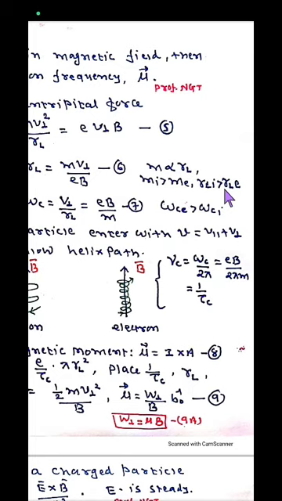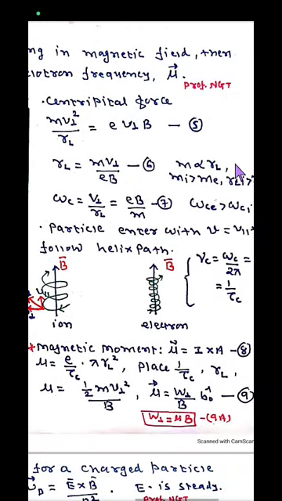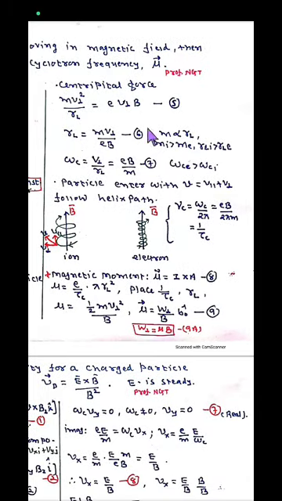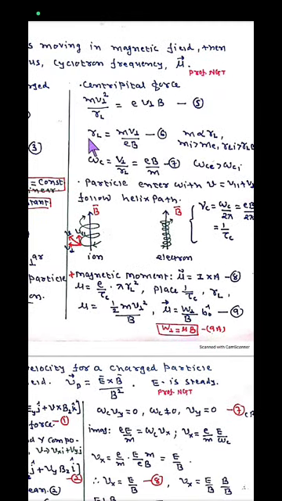That means when an electron enters a magnetic field, its Larmor radius is smaller than when an ion enters a magnetic field. The ion's Larmor radius is greater than that of the electron. You see, we have proved r L I is greater than r L e. Why is it so? Because m is proportional to r L. Similarly, you can see V divided by r L equals E B divided by m.